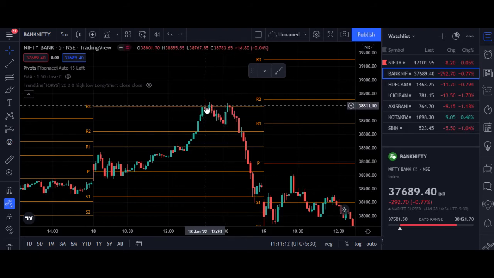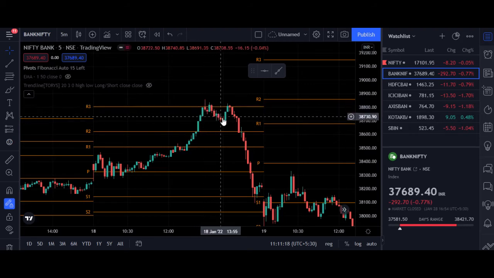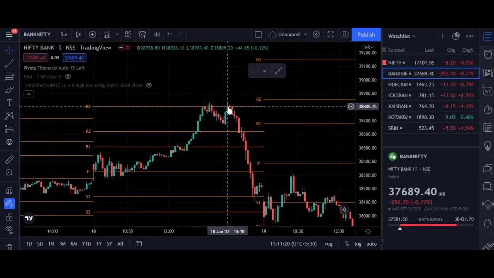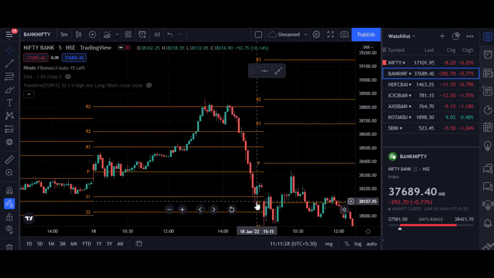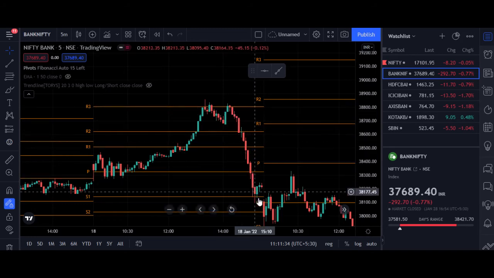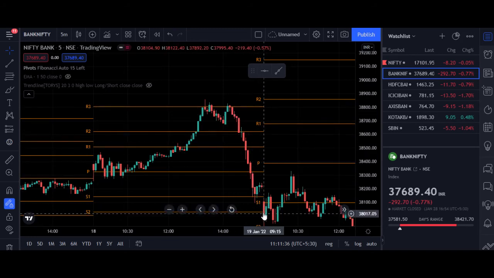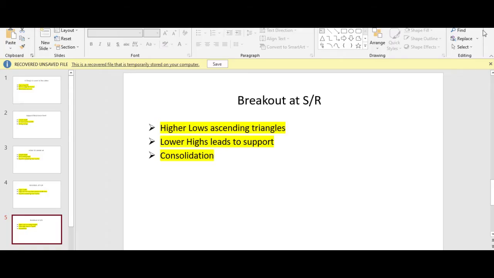And here also you can see the third point is a consolidation. This market is consolidated. See, consolidation can be drawn like this. You can draw one downtrend line through all the points. Then you can draw one more trend line. I will draw a trend line like this.